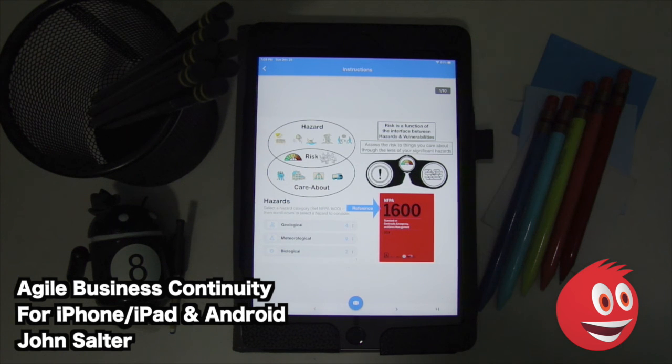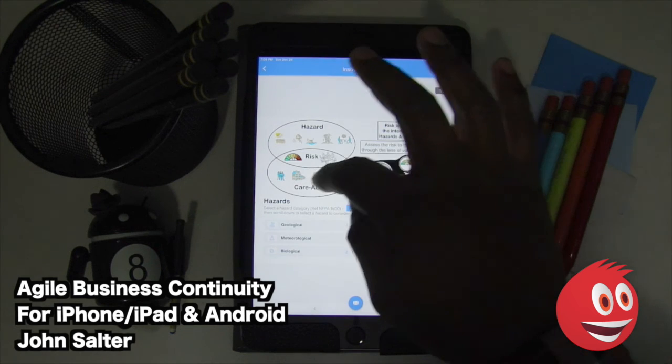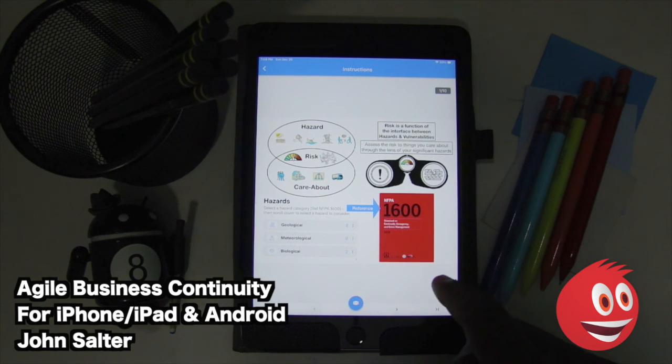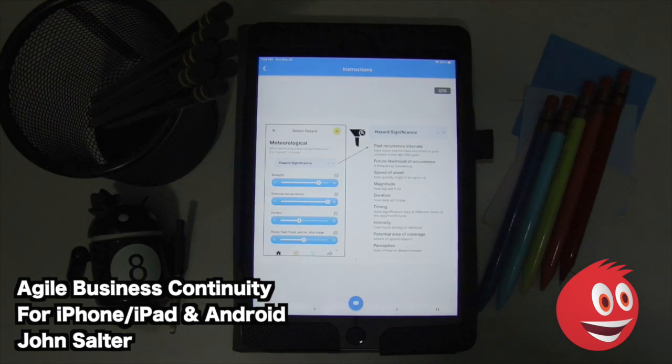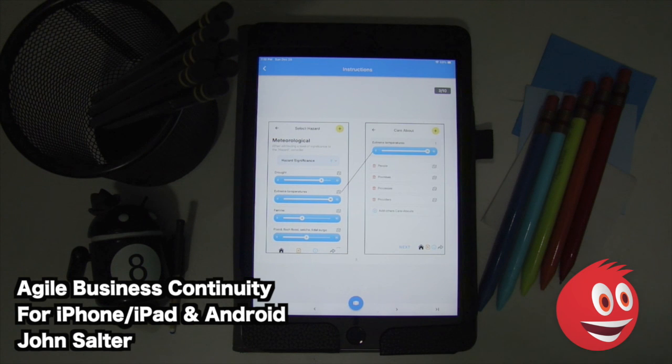A nice tutorial is included with the app. You have the instructions here. Take a look here. You have the hazard risks and the care abouts. You have the examples of the hazards, and it is a 10-page tutorial, just so you know. Very well laid out, gives you lots of information, and breaks down the use cases of the app and the inner workings of it. So there you have it. Agile Business Continuity from John Salter, another heavyweight app, being added to a suite of tools that every business should have in their arsenal.